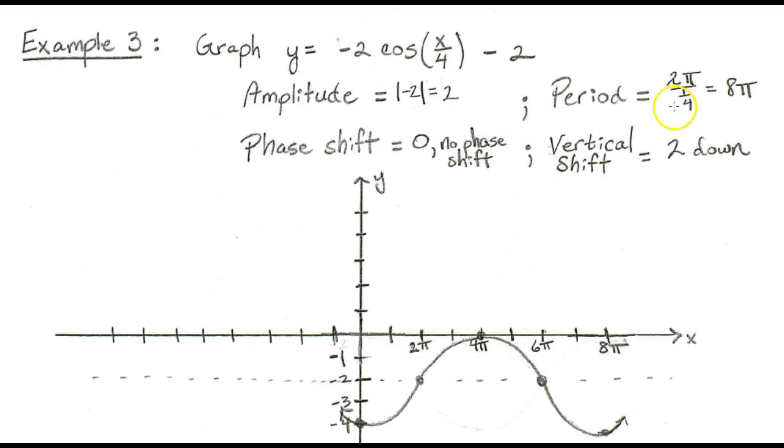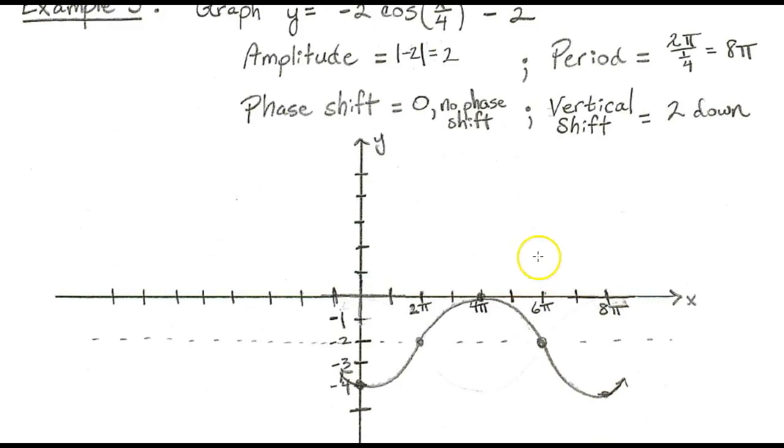The period is 2 pi over b. So the b here is the coefficient of x, which is 1/4. So 2 pi over 1/4 is 8 pi. Right? Dividing by a fraction is the same thing as invert and multiply, so that's 8 pi. The phase shift is 0 because there is no minus c. There is no phase shift. The vertical shift, of course, is 2 down. I talked about that first.